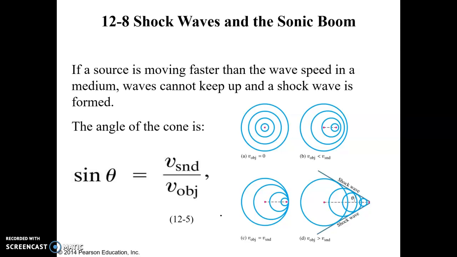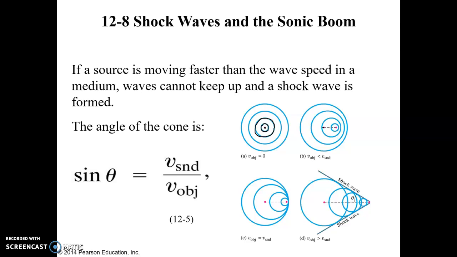Okay, so we're continuing our discussion of Chapter 12. We're moving on to Section 8 about shock waves and sonic booms. What the diagram here is showing is that when an object emits a sound wave, those waves spread out in all directions, all 360 degrees around.